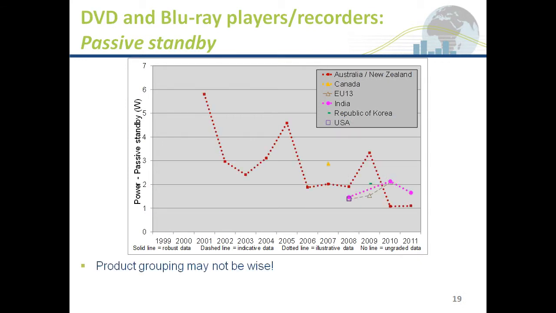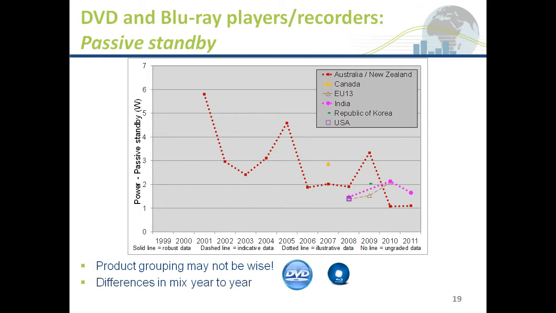This next slide looks at DVD and Blu-ray players and player recorders and looks at their passive standby performance. And probably one of the main reasons for the spiky, inconsistent performance year on year is that the grouping of players together with player recorders may not be conducive to consistent passive standby power.